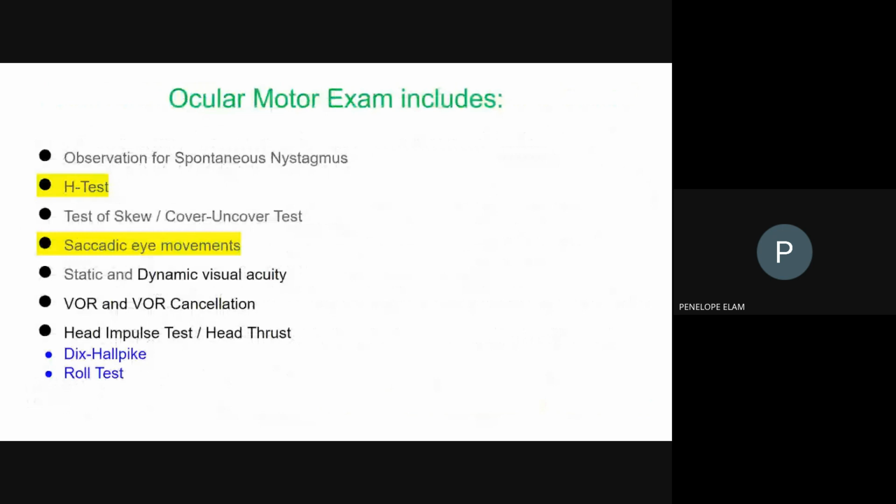Okay, so we visited this a little while ago with concussion, when we did our oculomotor exam. We've already talked about spontaneous nystagmus, the H test, the cover-uncover test of skew, saccadic eye movements, and then static and dynamic visual acuity, VOR cancellation, and the head impulse test. The ones we will be focusing on in lab coming up are the Dix-Hallpike and the roll test. Those look specifically for BPPV.